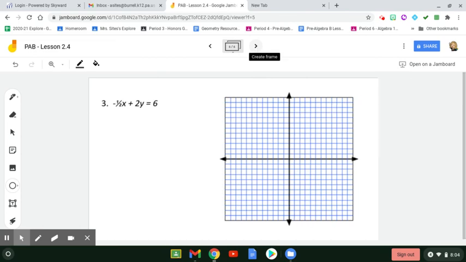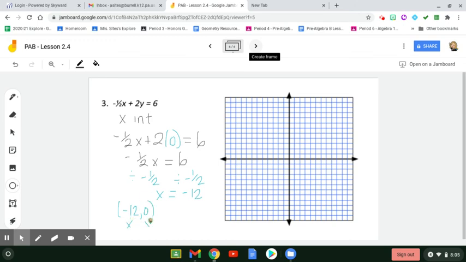All right, let's try the last one. Just because there's a fraction, it doesn't mean that you do the problem any differently. So to get your x-intercept, we're going to plug in 0 for y. Because remember, you want x to stay in the problem. Okay, so I get -1/2 x equals 6. To get my answer, I'm going to divide both sides by -1/2. So when I divide both sides by -1/2, I'm going to get -12 for x. So that means my x-intercept would be -12, 0. So again, the x value was -12, the y value was 0.